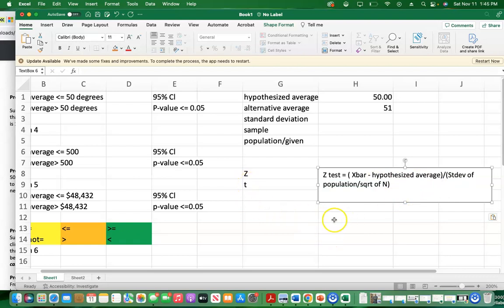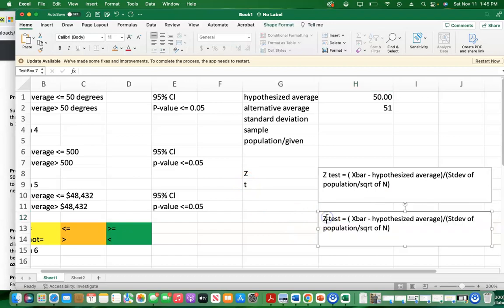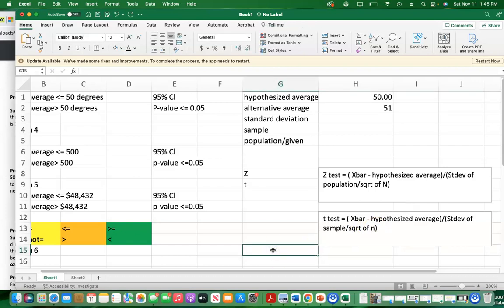But we can also find the t value. Let me change this to the test that will give us the t value. It will be x bar, the average of a sample, which is the alternative average, minus the hypothesized average, divided by the standard deviation of a sample, not of the population, divided by the square root of the sample size. So those are the two formulas that we can use to calculate either the z value or the t value.